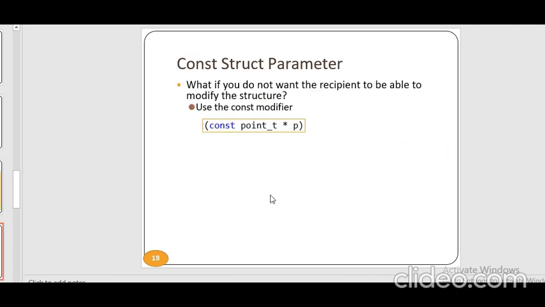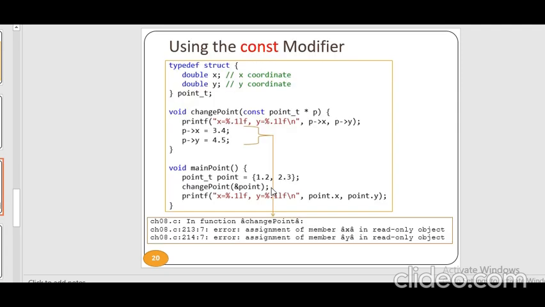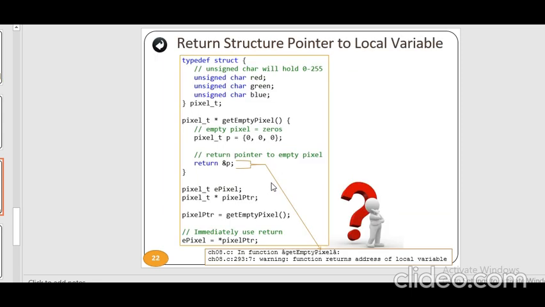The constant struct parameter. What if you want to prevent the function from modifying the structure? This is done using the const modifier. This is also a simple program with the same concept. Returning a structure pointer to a local variable. What is a local variable? A local variable means the value is accessed inside the block, and a global variable means the value is accessed outside the block.